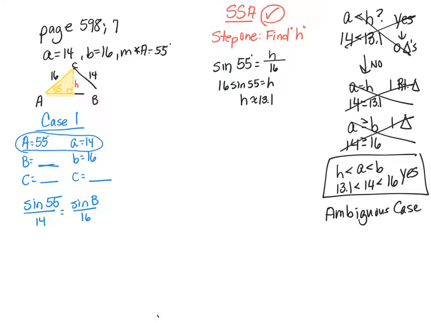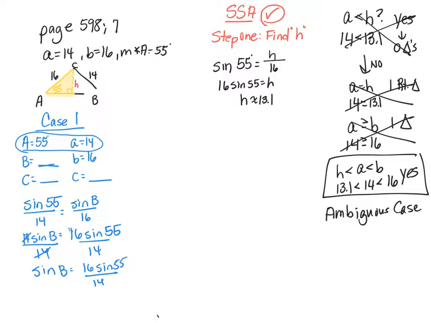I'm looking for an angle, so I've got to be ready to inverse sine on this pretty soon. When I cross multiply here, I get that 14 sine of B equals 16 sine of 55. I'm going to divide each side by 14. So the sine of B is 16 sine 55 over 14.